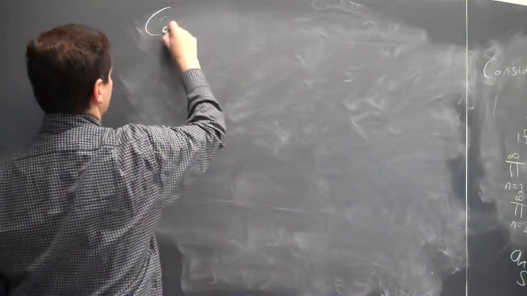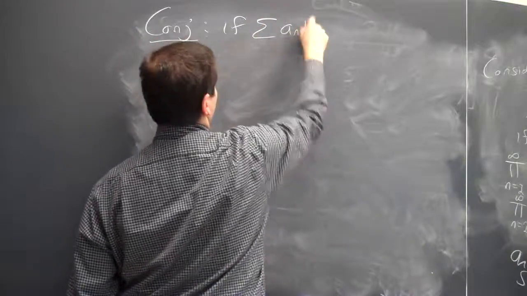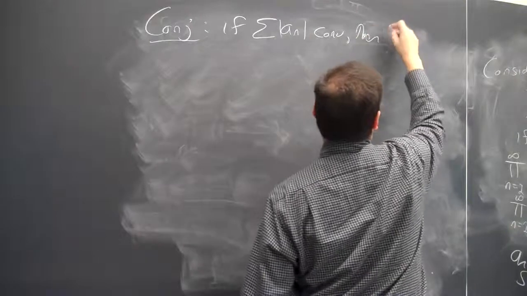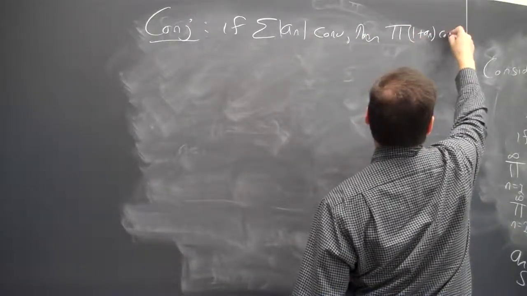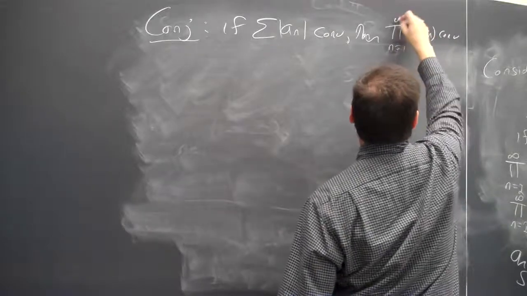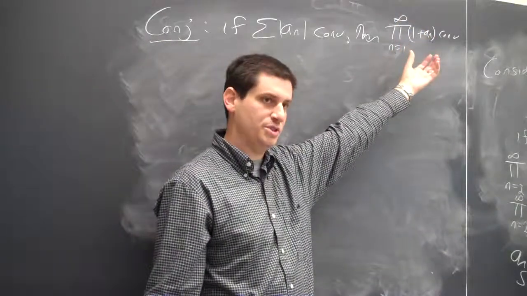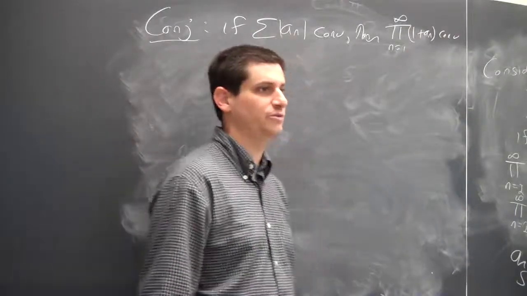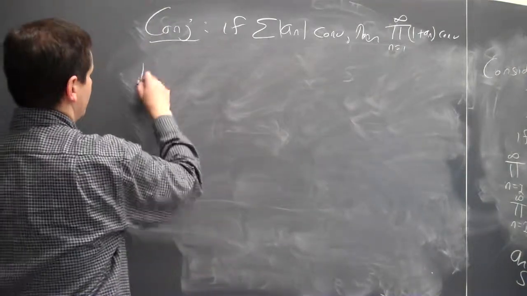So our conjecture is if the sum of the a_n, let's put in absolute values, converges, then the product of 1 plus a_n converges. And what it means for the product to converge is just take finitely many terms in the product, evaluate it, and then take the limit as your cut goes to infinity. Alright, so let's prove the conjecture.